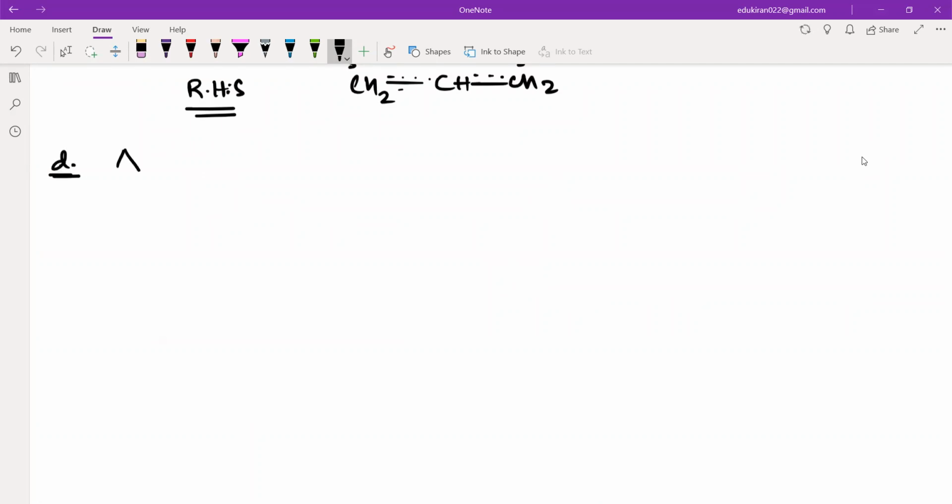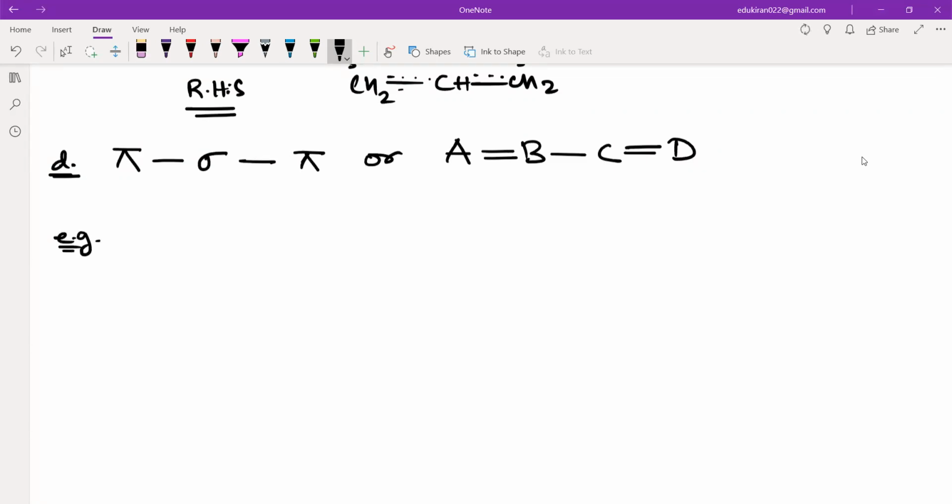If you have pi sigma pi, or A double bond B, single bond C, double bond D, this type of structure. So for example, the best example is CH2 double bond CH, and then there is CH and double bond O. Okay, so if you can see, this is aldehyde group. Let me write it like that. Hydrogen and double bond O. So this is aldehyde group.